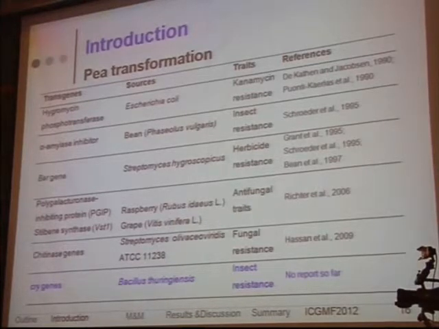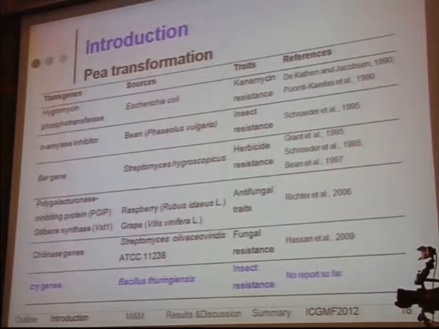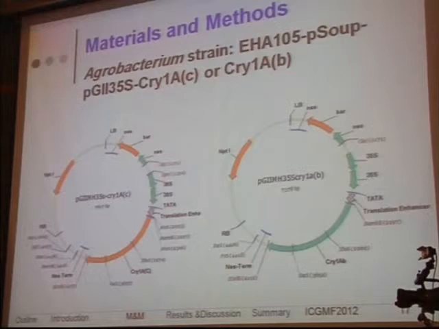Regarding pea transformation, there are different protocols or genes used for transformation, earlier using some marker genes or herbicide-resistant genes or antifungal genes, this from our group, or a chitinase gene from Streptomyces. But for CRY genes, we think this is the first time someone did this work for pea.